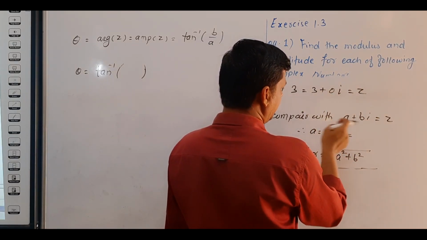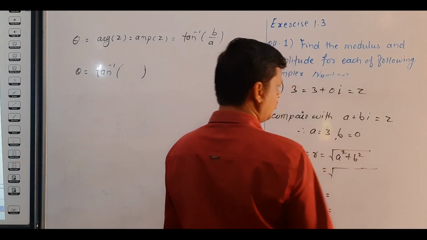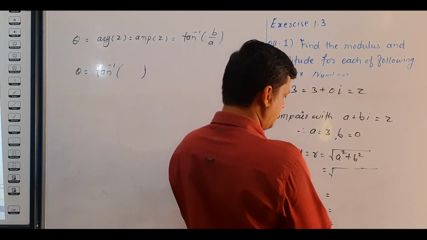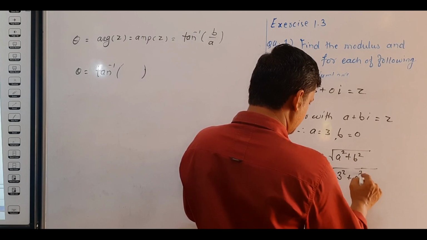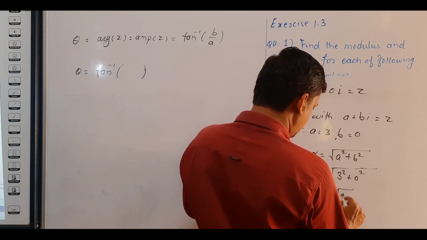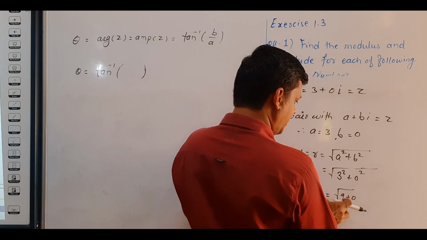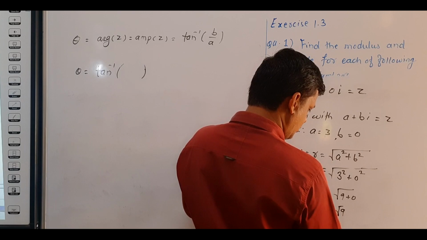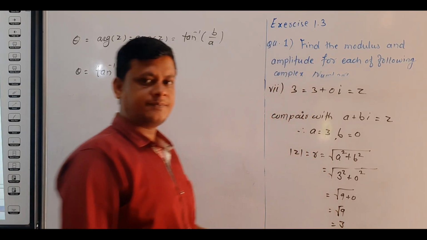So we compare here with a plus bi. We get a equals 3, b equals 0. So modulus of z: we write the value of a as 3. So 3 square plus 0 square. So we get 3 square plus 0. 3 square is 9, that is 9 plus 0. So 9 plus 0 is 9. So square root of 9 is 3. So the value of r is 3.